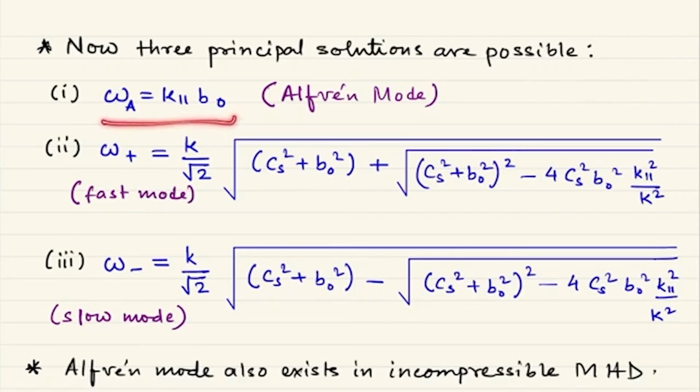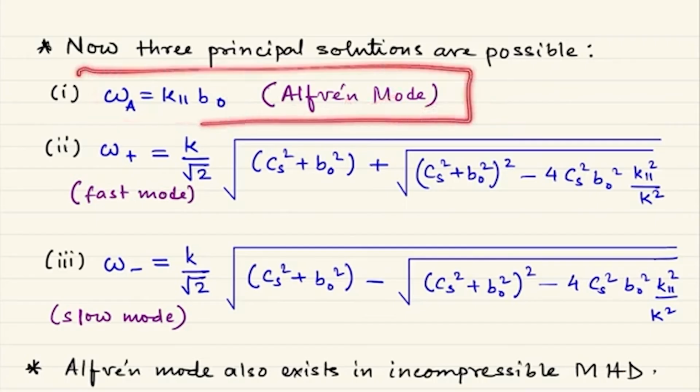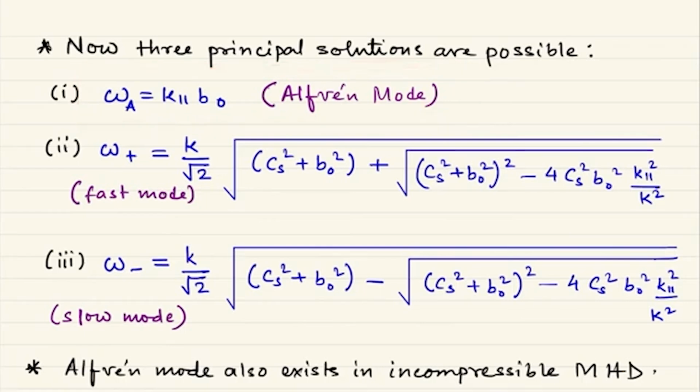And this mode is called the Alfvén mode. This mode is of super importance in different aspects of MHD, including MHD turbulence and other phenomena like heating. This type of things are there, high correlation between V and B, all things are there.